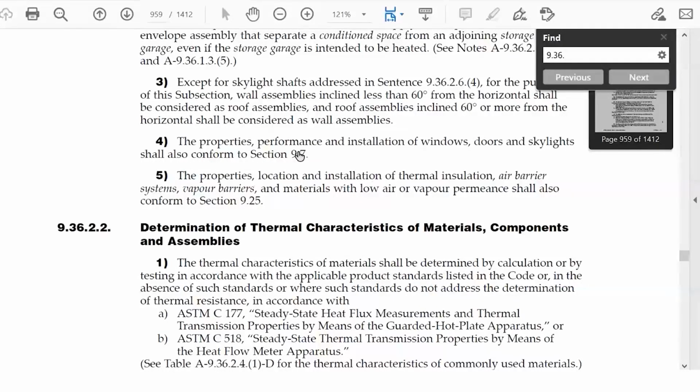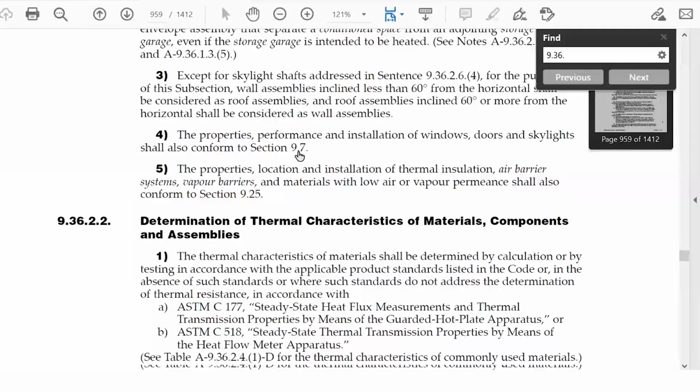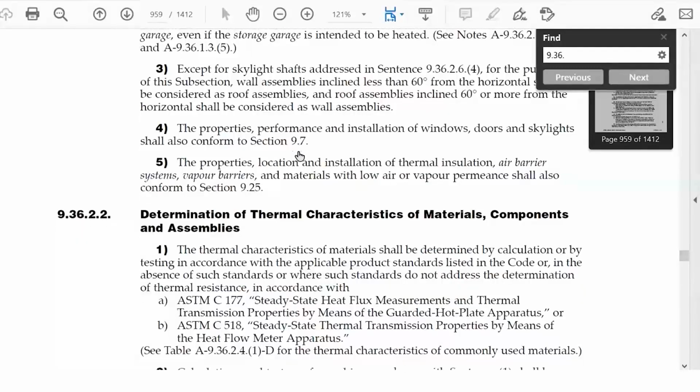So we have for the walls, when we consider it part of the wall, when we consider it part of the roof. So when we have inclined assemblies, roof assemblies inclined 60 or more from the horizontal shall be considered wall assemblies, and wall assemblies inclined less than 60 from the horizontal need to be considered part of the roof assemblies.